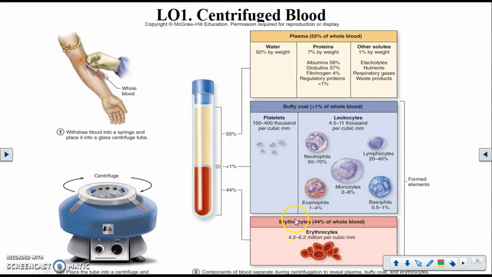So talking about transportation, the most important thing that's transported in blood is oxygen, and oxygen is transported by erythrocytes or red blood cells. So 44% of whole blood, and males actually have a higher density of red blood cells than females. In terms of other types of transportation, proteins actually do a lot of transportation.